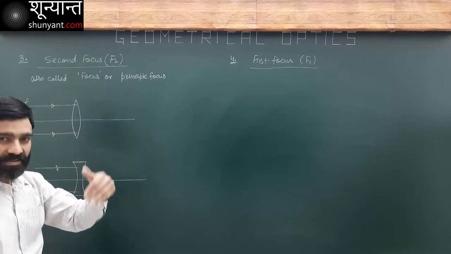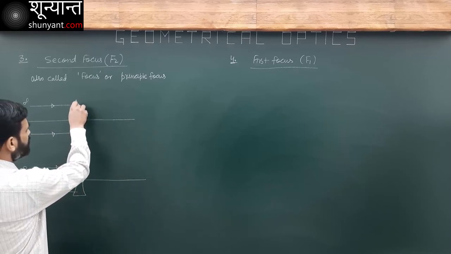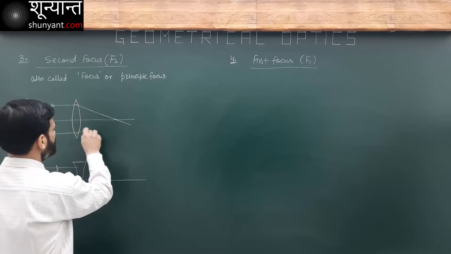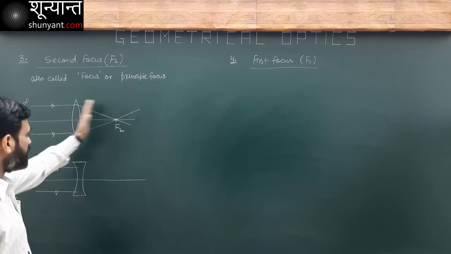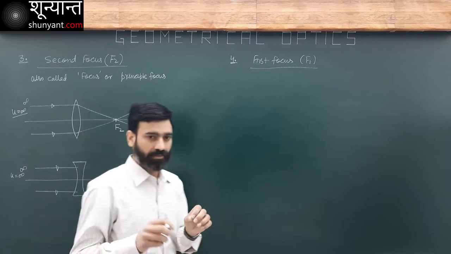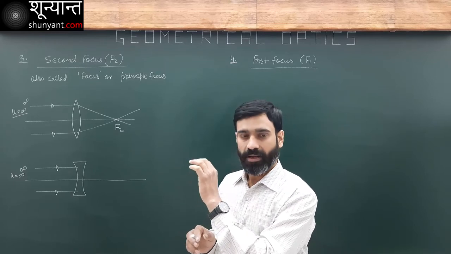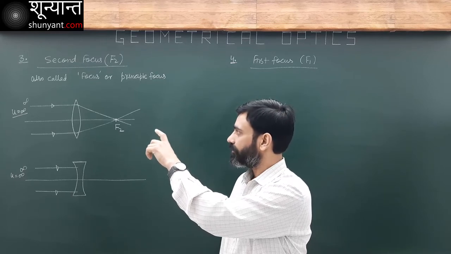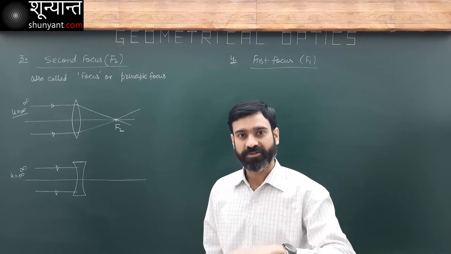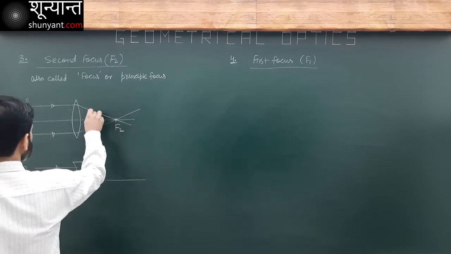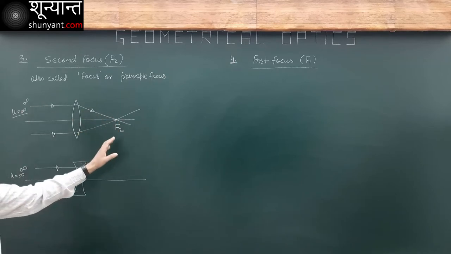Now, after passing through the lens, the point on the principal axis at which they converge... you can note down the definition also: second focus is a point on the principal axis at which the light rays coming from infinity converge or diverge from. In case of a convex lens, they are going to converge at one point here. This point will become the second focus.